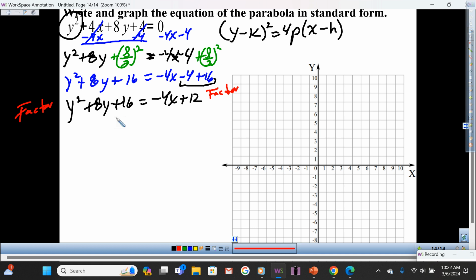All right, Brandon, what do I do to factor this? Square root of the y squared gives us y. Square root of 16 is 4. Sign of the middle, and write that squared. That is correct. How about the right side?